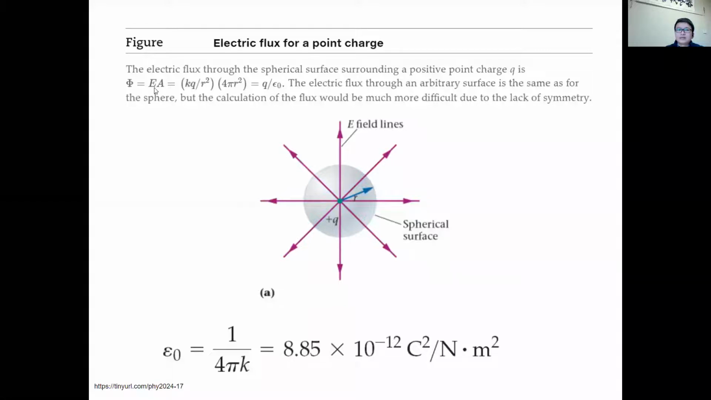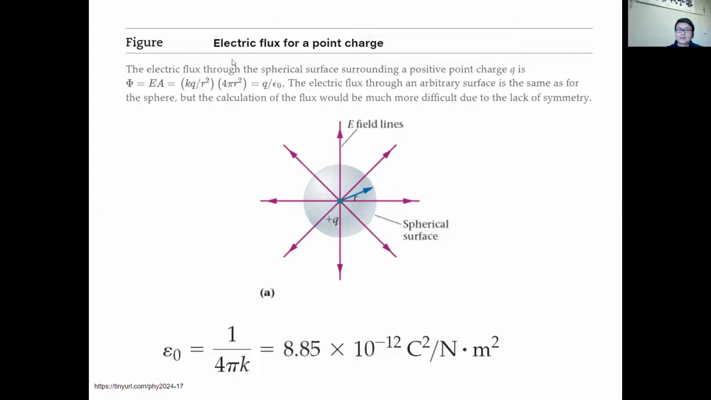And then for E, it's the electric field. We know that for a point charge the electric field is KQ over R squared, times the area of the sphere. Area of a sphere is 4 pi R squared, okay. So R squared and R squared will cancel out. Then you have 4 pi times K times Q, all right? That would be your resultant flux.